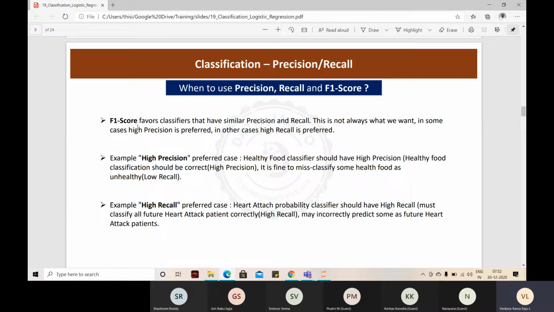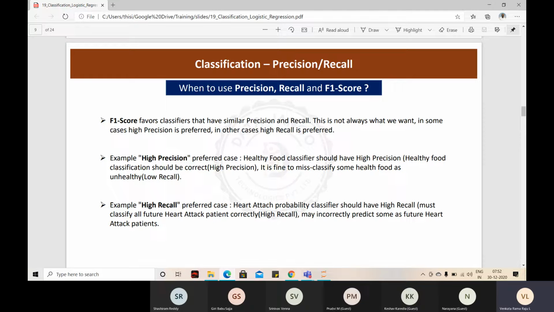In some cases we want high precision, and in some cases we want high recall. So for some models we expect high precision, and for some models we expect high recall. Example: I have taken a healthy food classifier. Suppose you are building a classifier that predicts whether a food is healthy or not. Maybe we built a mobile application where you take a picture of the nutrition facts, and immediately it tells you whether it is good for health or not.